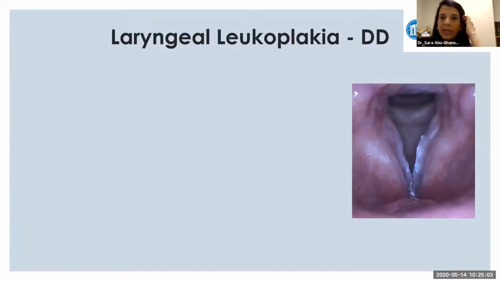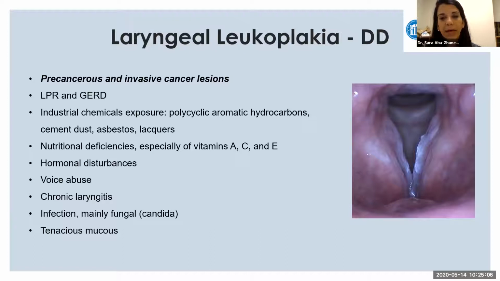In terms of the differential diagnosis, as we all expect, the most important thing that we want to exclude and rule out is precancerous and invasive cancer lesions. But other etiologies that have been associated with leukoplakia include LPR and GERD, exposure to different chemicals, vitamin deficiency, and hormonal dysfunction. Other things that we're going to see later on are voice abuse, chronic laryngitis, infection, mainly fungal, and dry mucosa, which is another thing that can look like leukoplakia.